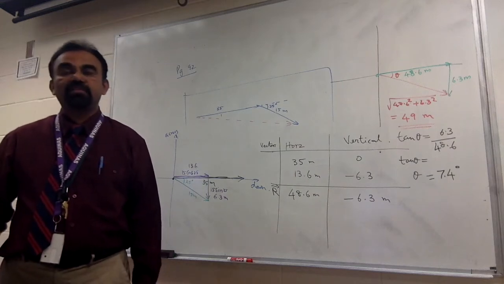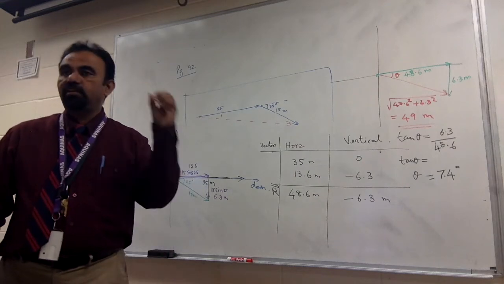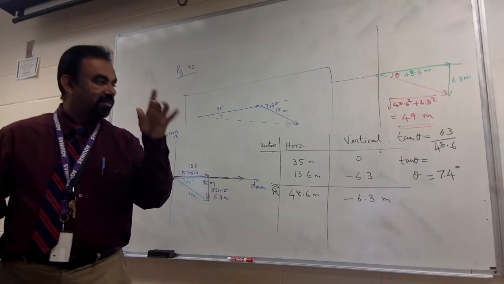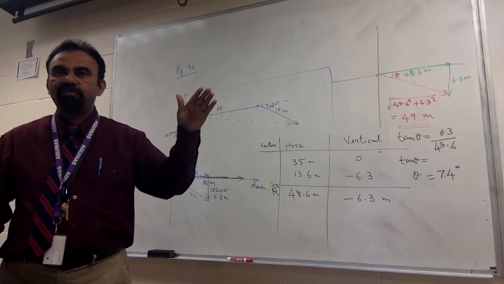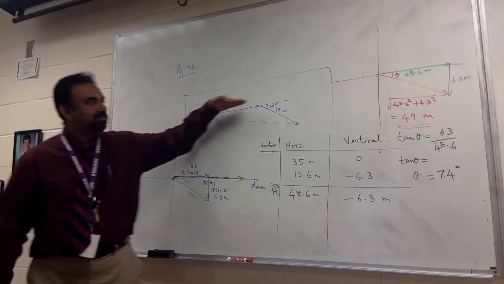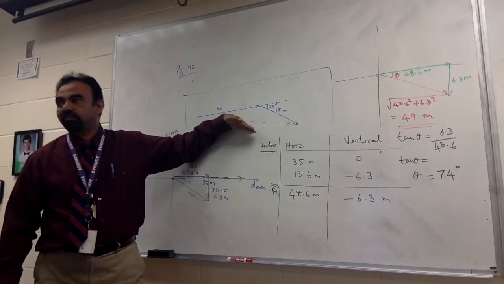So the answer is resultant displacement is 49 meters at 7.4 degrees to the right of downfield. This is downfield, to the right of downfield. Okay, everyone?